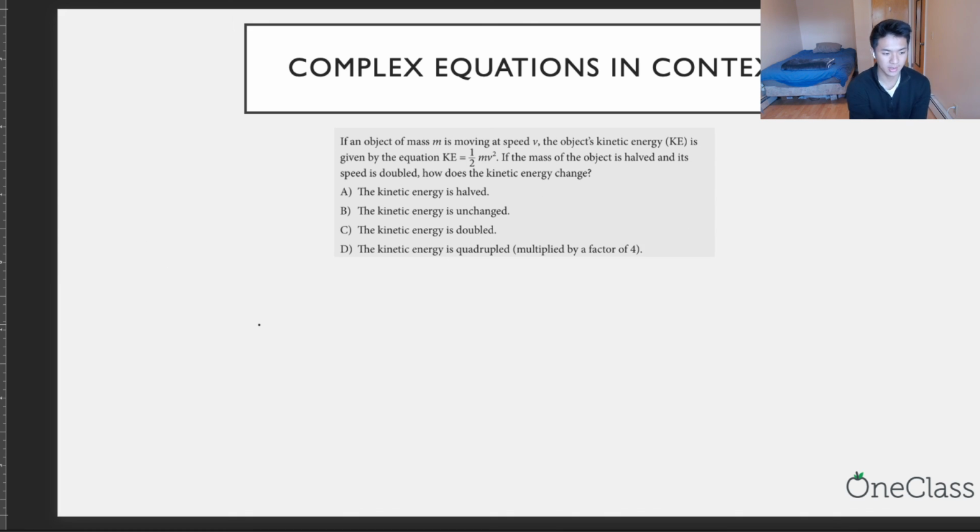The next question says, if an object of mass m is moving at speed v, the object's kinetic energy, or Ke, is given by the equation Ke equals 1/2 mv squared. If the mass of the object is halved and its speed is doubled, how does the kinetic energy change? And so this is saying, can we modify this equation given the context that it is a physics equation, right? So you don't have to have any knowledge of physics for this question. It's not important. It's just how do we modify this equation to adjust for the changes.